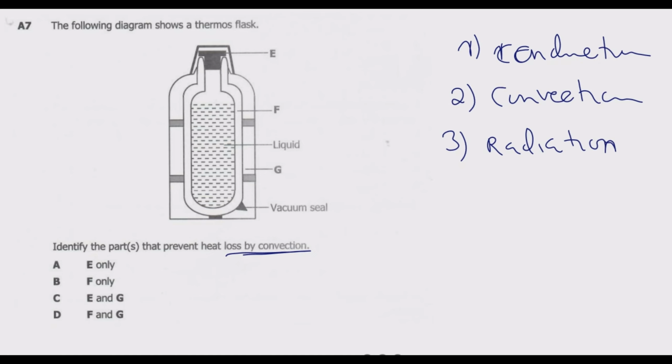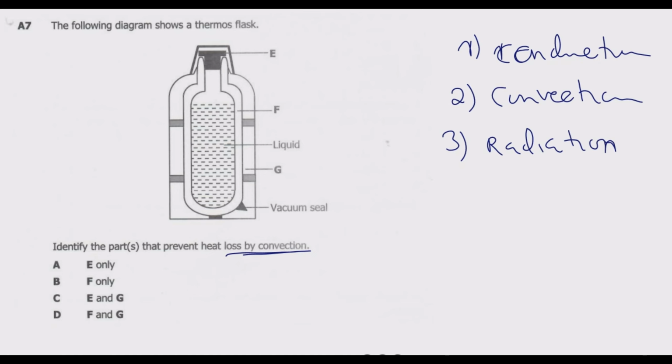So the transfer of heat energy by the movement of molecules in forms of liquid or gases is convection. Then lastly, we have radiation, which is the form of heat transfer that occurs when electromagnetic radiation is emitted or absorbed. That's radiation. These are the three ways in which heat energy can be transferred between objects.